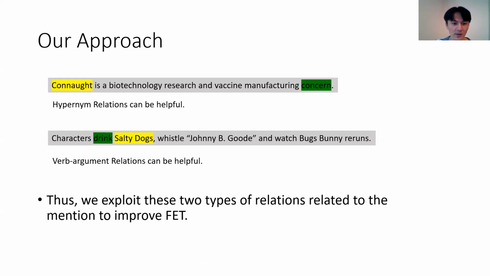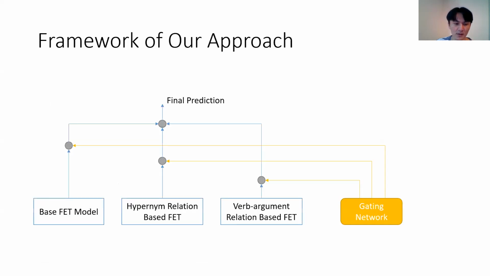Thus, we propose an approach to exploit hypernym relations and verb-argument relations that are related to the entity mention to improve fine-grained entity typing. Here's the general framework of our approach. Firstly, it contains three individual components.